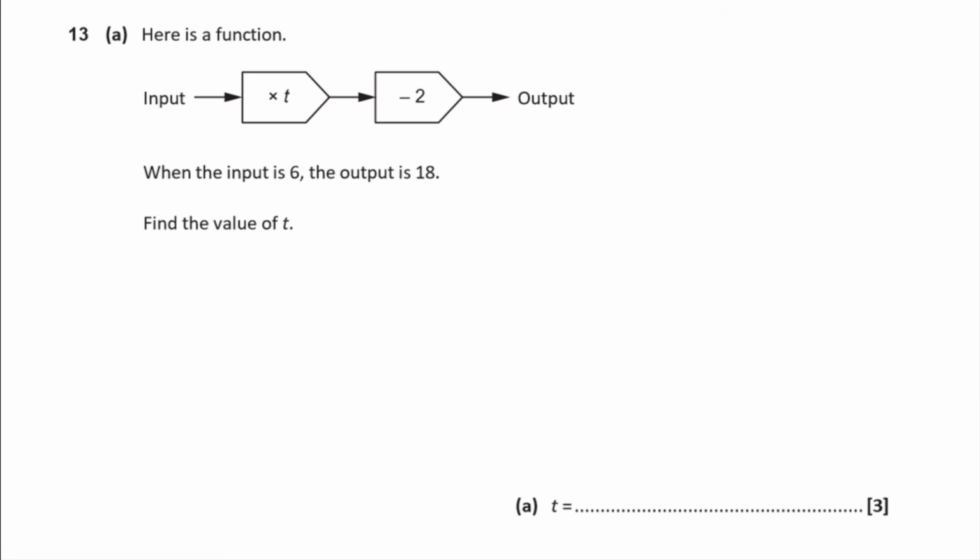Question 13a. Here's a function. We've got input. It's multiplied by t, and then 2 is subtracted, and we get the output. When the input is 6, the output is 18. Find the value of t.